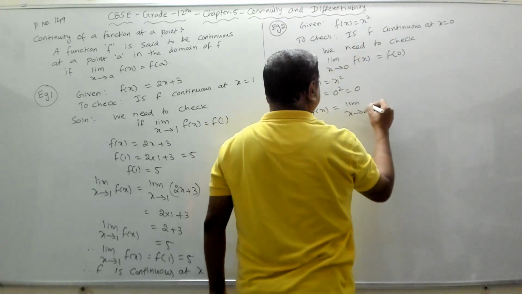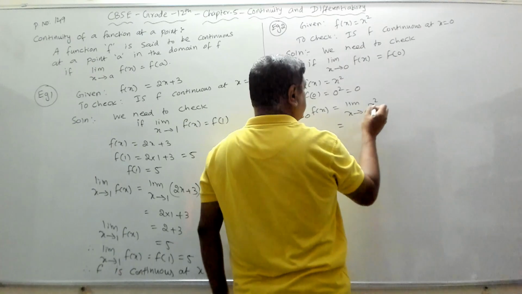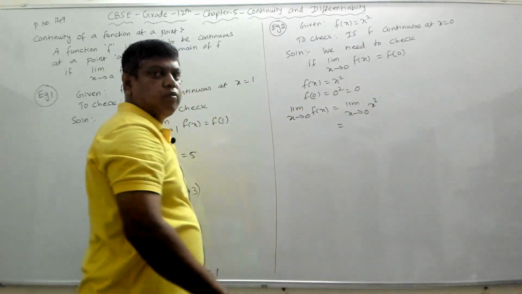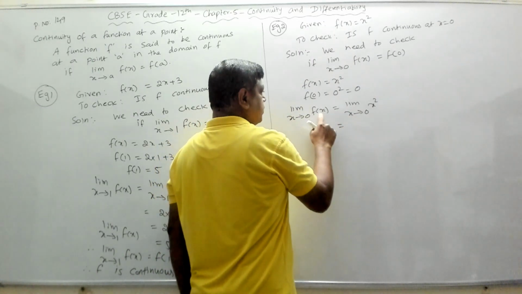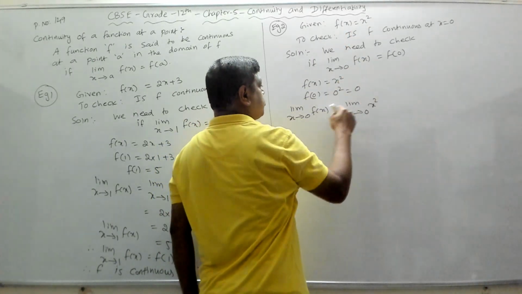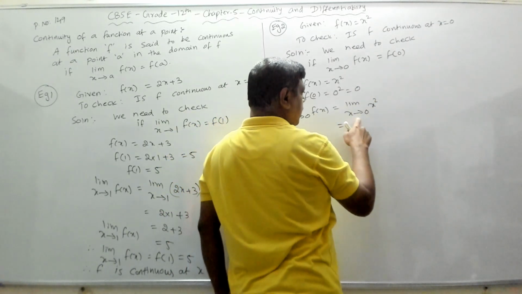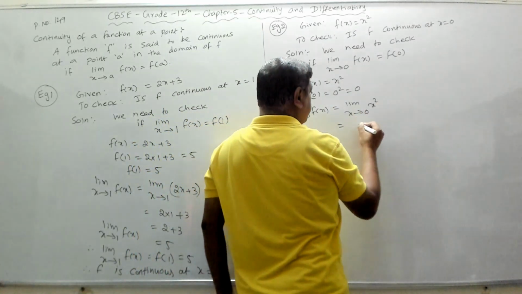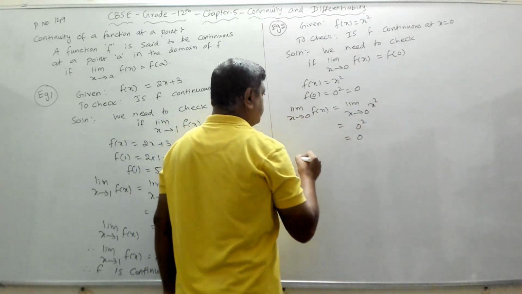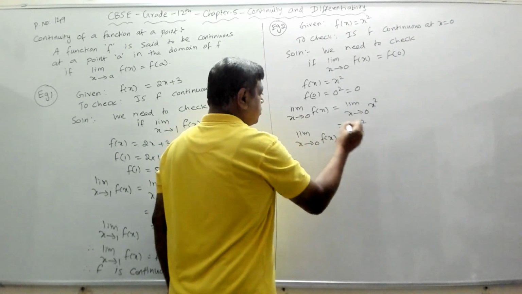So limit x goes to 0 f of x. F of x is x square. Now we should substitute the limit 0 in the place of x. Instead of f of x, I am putting x square. After you substitute the limit, we don't have to write the limit again. Once I substitute the limit, it becomes 0 square, which is also 0. So limit x goes to 0 f of x is also 0.